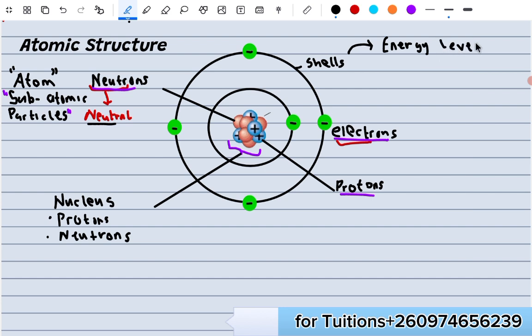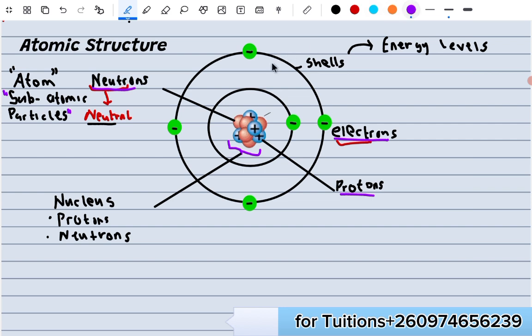Okay, the shells are also called energy levels. This is energy level 1, energy level 2, they go on and on. So they're also called energy levels. You can see that some electron, like this electron here, is found in energy level 1.